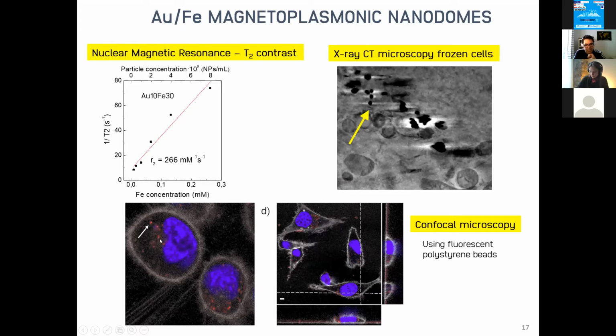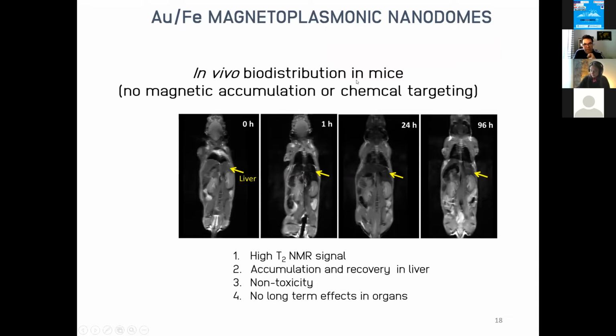We also performed in vivo biodistribution in mice. We injected the particles. As you can see here, the liver presents a normal green color. But once we inject the particles, thanks to their darkening properties, you can see that the liver gets darker. Here you can see it very clearly. However, as time goes on, the particles are eliminated, and the liver recovers its original contrast features.